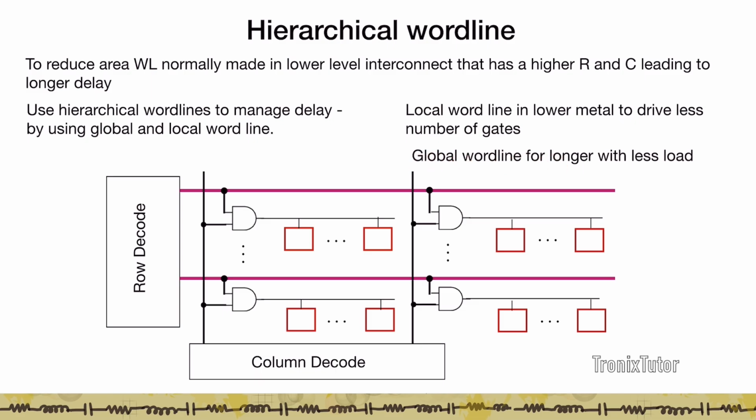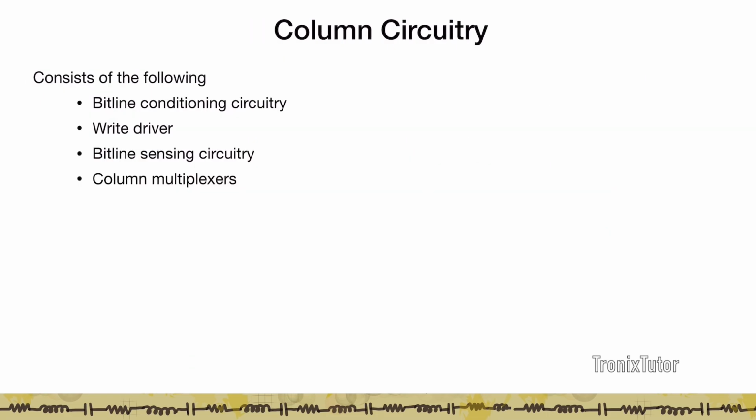And the global word lines, which have to go over long distances, are going to be done on higher metal with lower resistance. So a combination of those two will eventually be used to reduce the delay on the word line. Now let's look at the column circuitry.